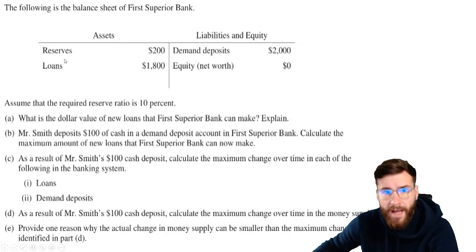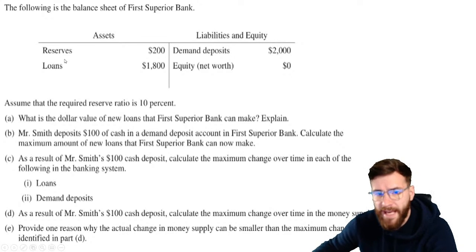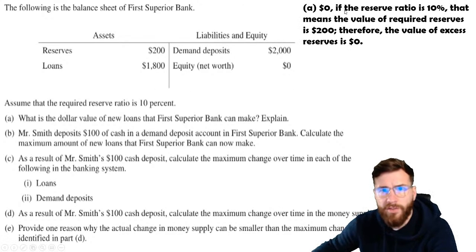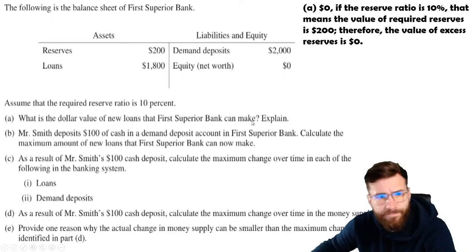So therefore, they have no excess reserves. They have no cash on hand to give out. Excess reserves is the amount of money that they can lend out. They don't have any ability to lend out money. So $0. If the reserve ratio is 10%, that means the value of required reserves is 200. So therefore, the value of excess reserves is 0. Therefore, they can't lend out any money at the current moment.